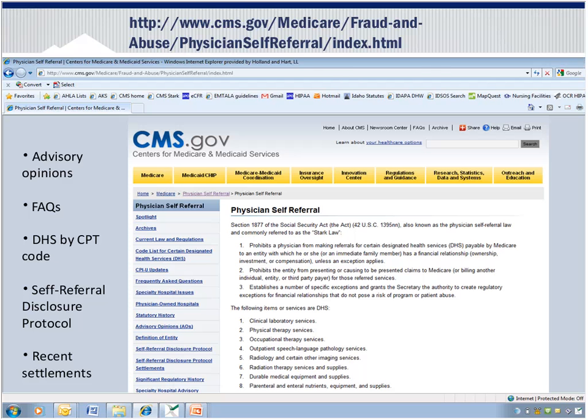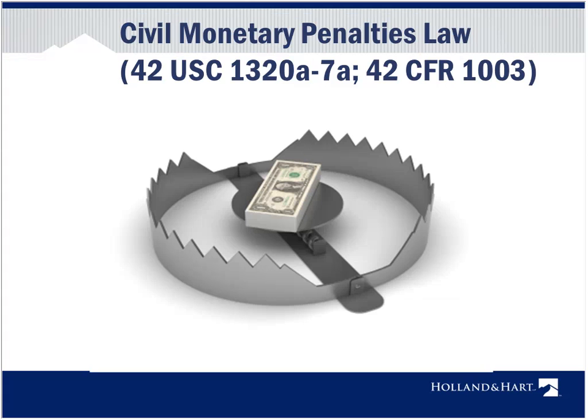Just like the anti-kickback statute, the government does publish advisory opinions concerning Stark. They post them on the website. You may want to take a look at those if you've got a transaction with which you may have some concerns. All right, let's talk about the fourth law that you have to be concerned about.